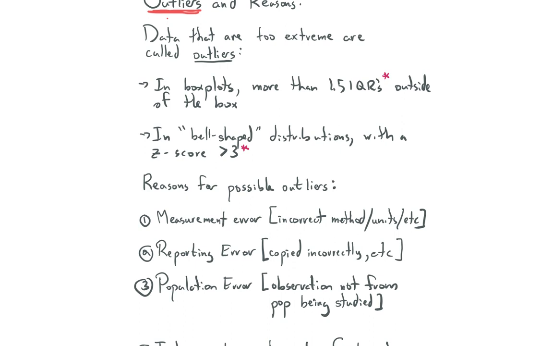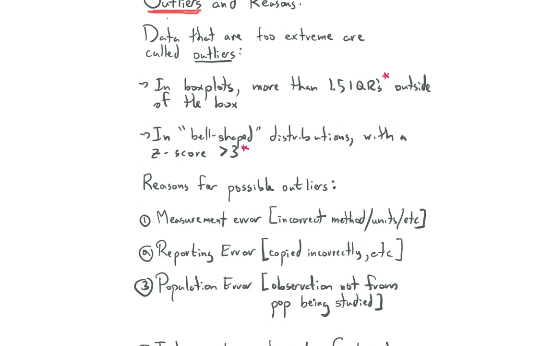But a common definition, if you're talking about box plots, is that any data point that's 1.5 IQRs or farther away from the box of the box plot, we've seen that in a previous video, is what we consider too extreme to call normal values or usual values, so we'll call them outliers.